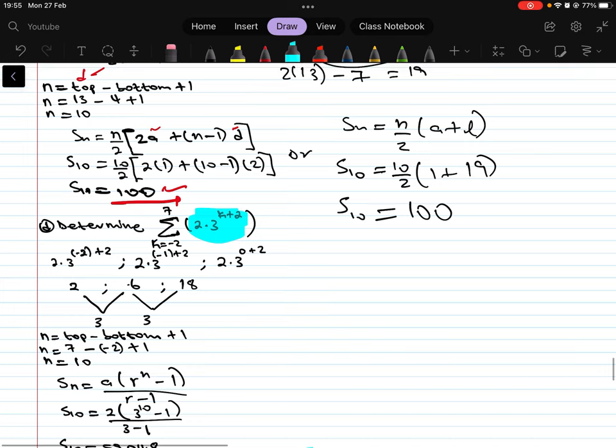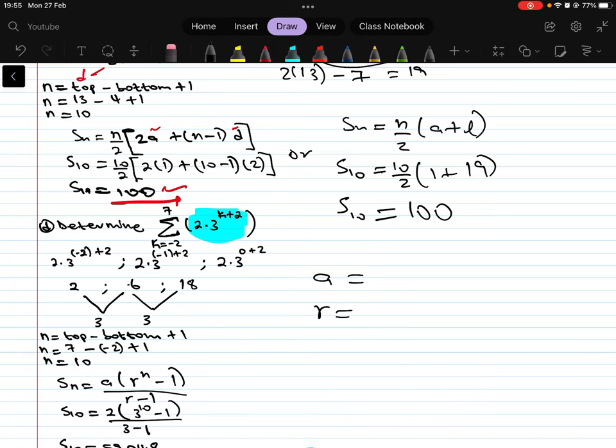Arithmetic, you cannot have an exponent. So this is definitely geometric. You can tell from the get-go. However, you still need to know what your A is. Sorry for that. You still need to know what your A is, what your R is.